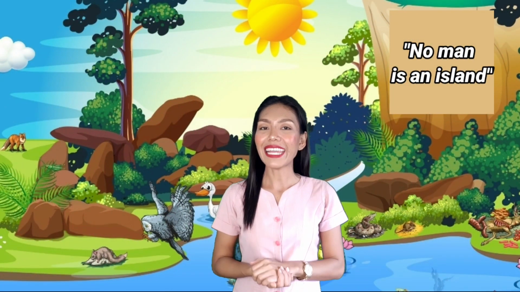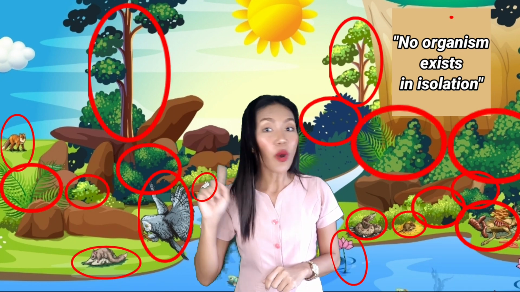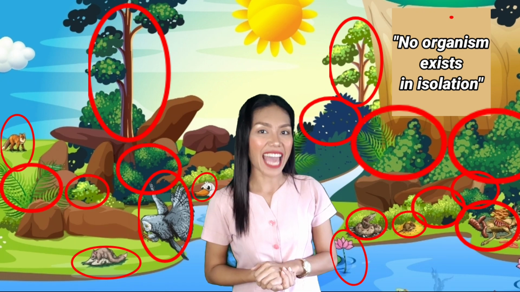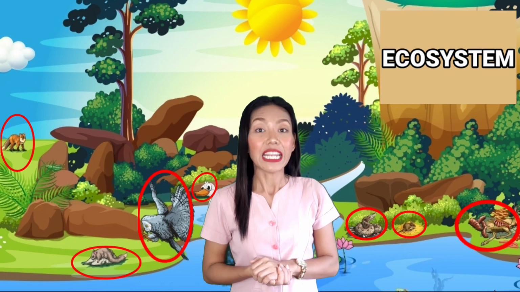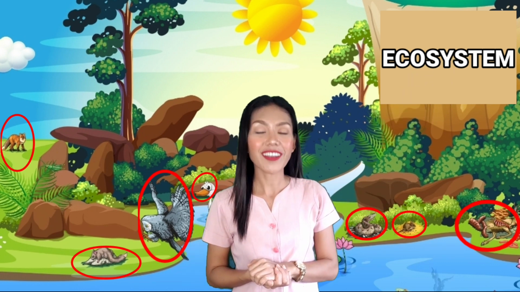No man is an island. This saying is also true for organisms in an ecosystem. No organism exists in isolation. Individual organisms live together in an ecosystem and depend on one another.